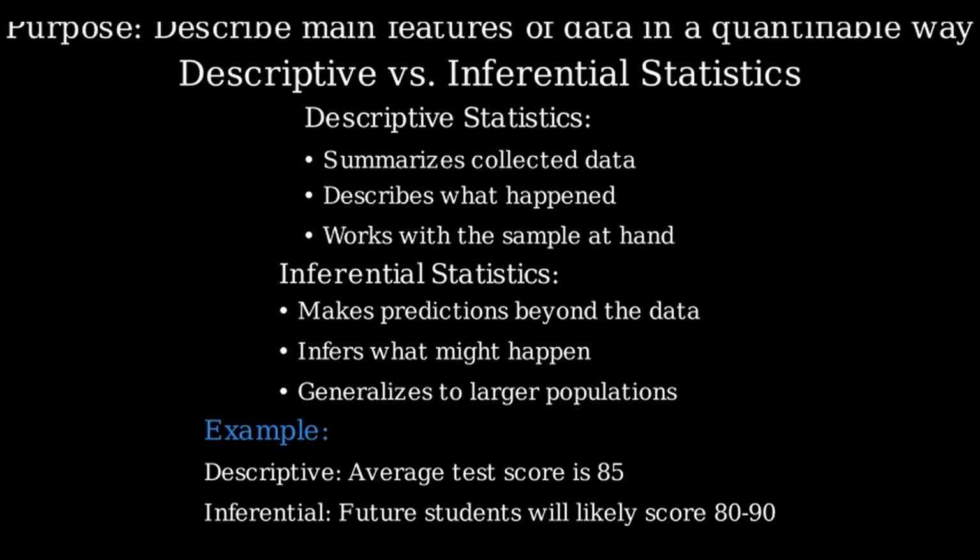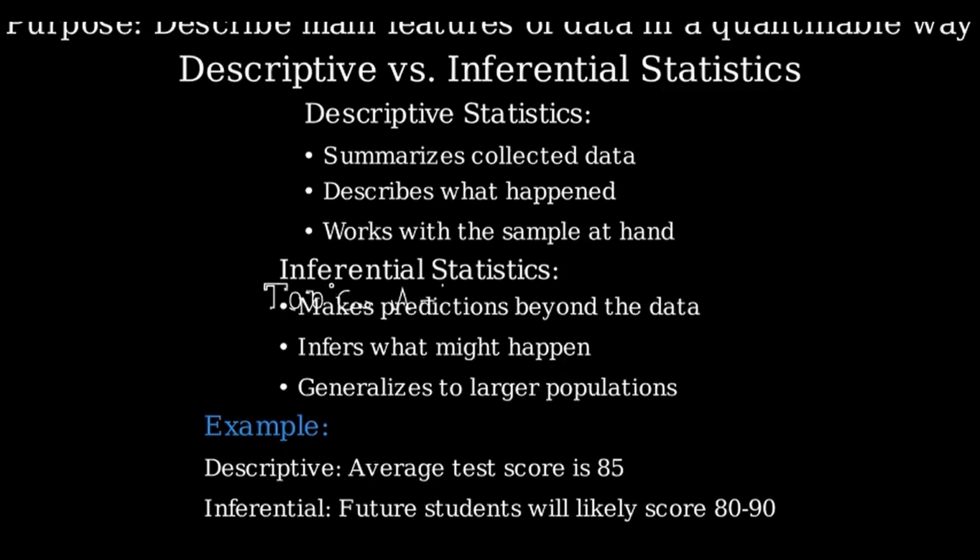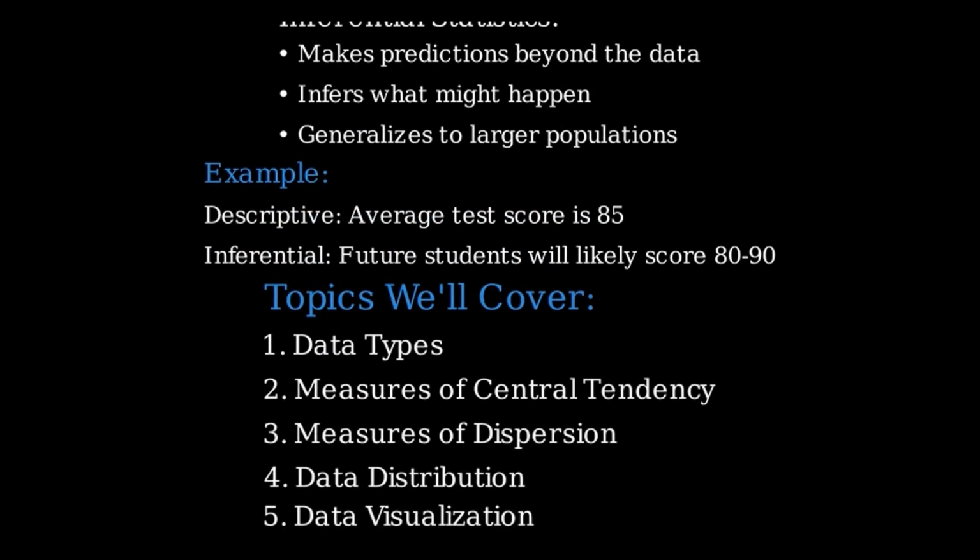In this video, we'll be covering several important aspects of descriptive statistics. We'll discuss data types, measures of central tendency, including mean, median, and mode, measures of dispersion such as range, variance, and standard deviation, data distribution, and finally, data visualization techniques. Let's begin with an overview of data types.